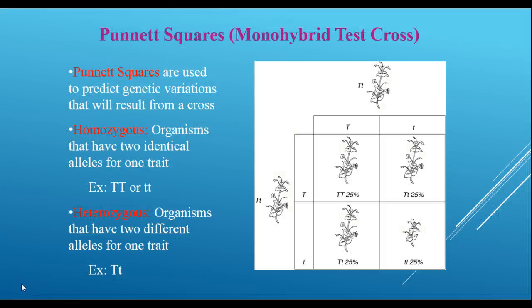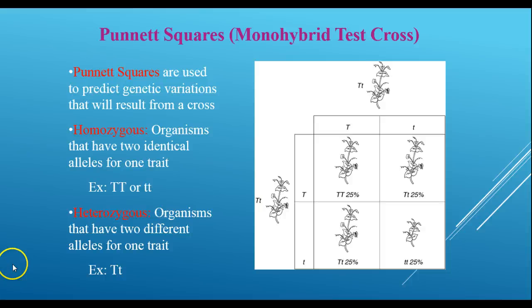Alright, so we just looked at a video that helped us take Mendel and genetics to the next step. They talked a little bit about Punnett squares. I just want you to be familiar with the term monohybrid test cross. That's a Punnett square that is testing for one gene, and it usually has two alleles. Punnett squares are used to predict the probability or the different genetic variations that will result from a cross.